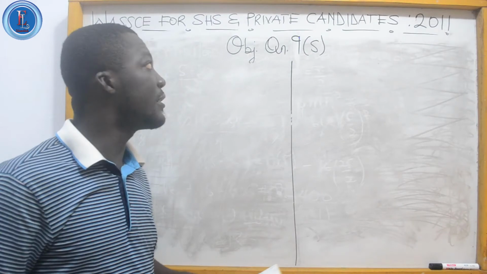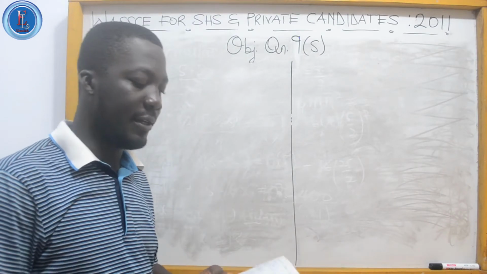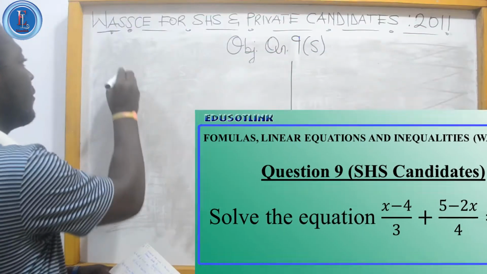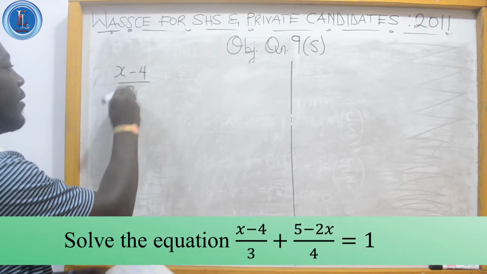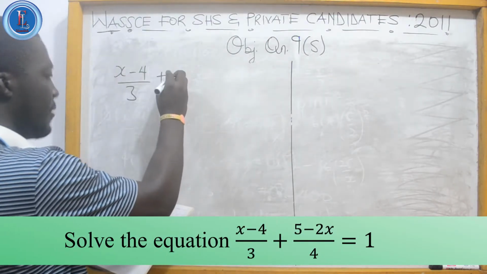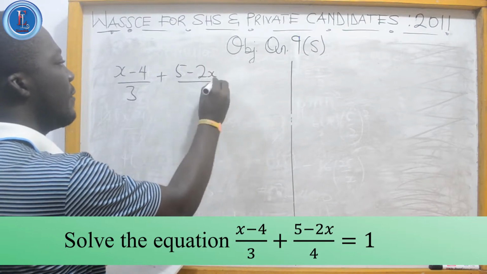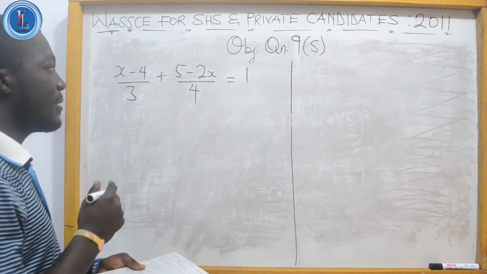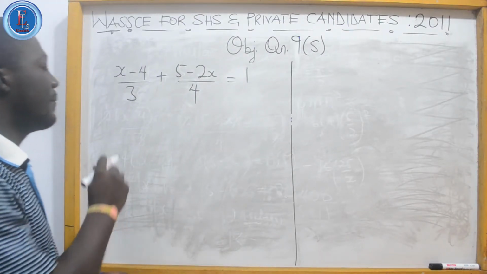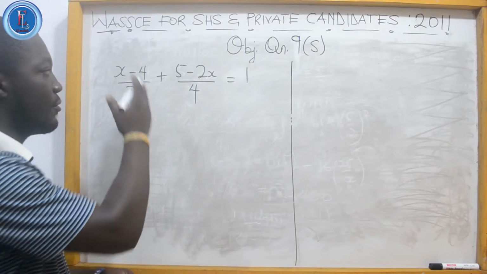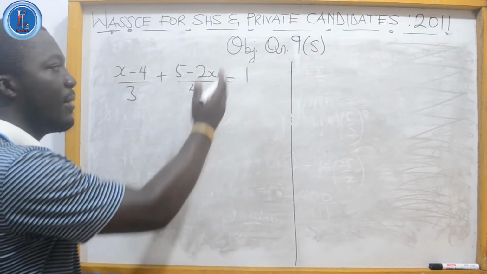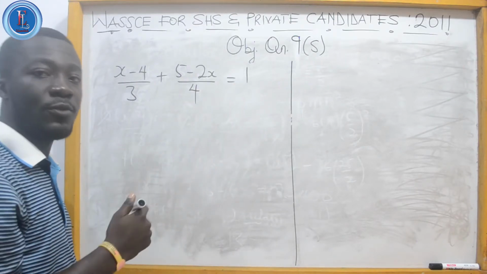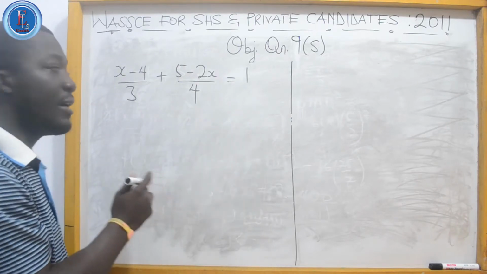Now, objective question 9 for senior high school candidates. The question says you should solve the equation x minus 4 over 3 plus 5 minus 2x divided by 4 should be equal to 1. The first step, we are going to find the least common denominator. Now, we have 3 terms, so this is one term, another term, another term. And the denominators are 3, 4, 1. And the least common denominator amongst these 3 terms is 12.